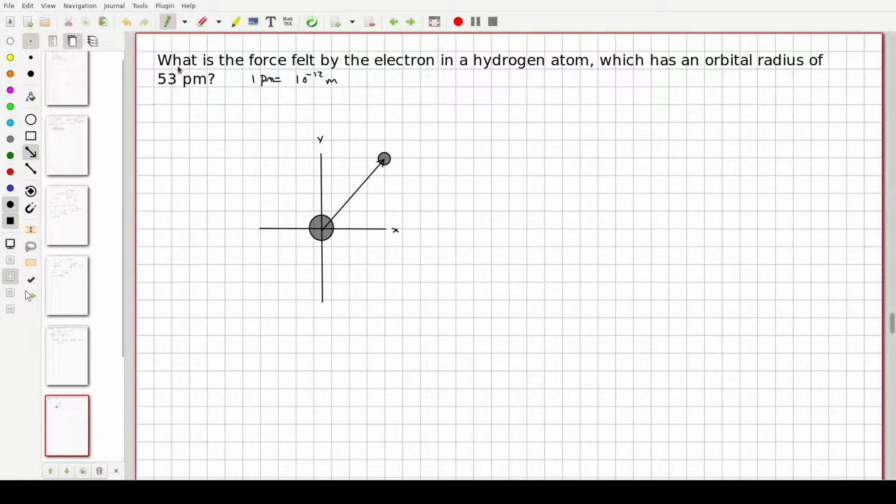So what's going to happen is, my electron here, since it's negative, and the charge of the electron is minus 1.6 times 10 to the minus 19th coulombs, is being attracted to the proton here, because the charge of the proton is the same as the electron. It just has a positive sign. So that's the force that's providing the centripetal force that allows this thing to go around in a circle.